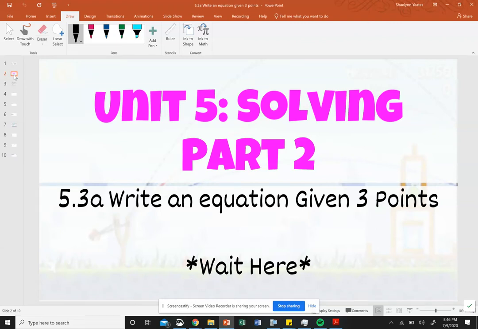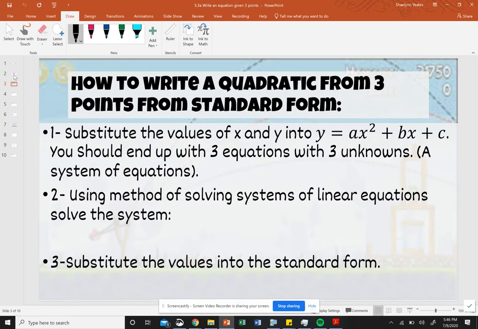All right, guys, so today we're going to write an equation given 3 points. And this is going to be the last thing in this unit. So we'll have today, and then tomorrow you'll just practice this a lot, then the PC for this, and then the final PC for this unit. So we're going to use those system skills that we had, and we're going to write a quadratic from 3 points.